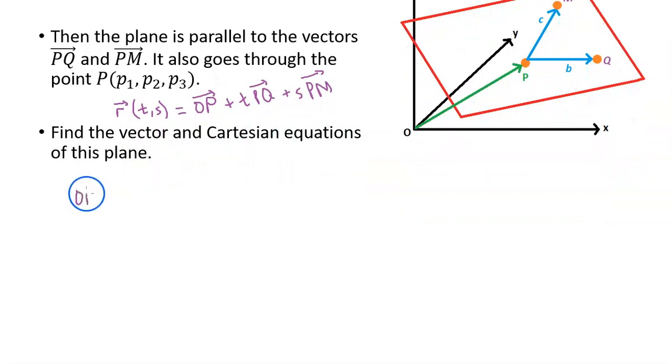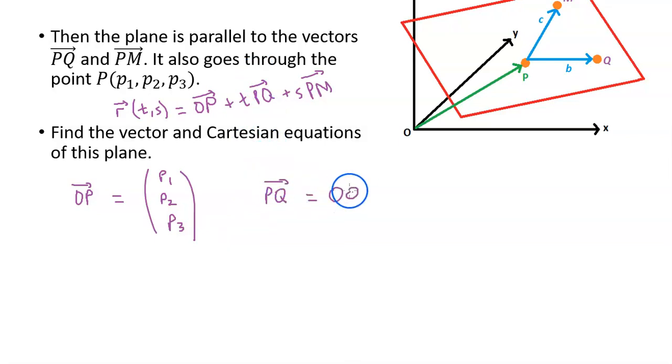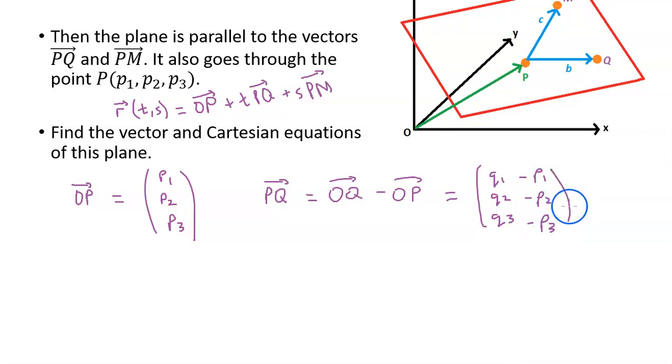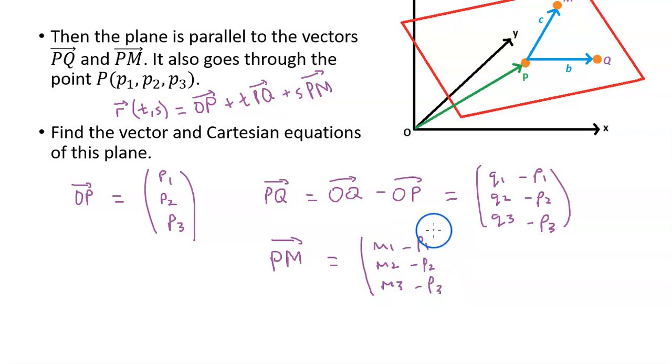We know that the vector OP is equal to the vector P1, P2, P3. The vector PQ is equal to OQ minus OP, which is equal to Q1, Q2, Q3 minus P1, P2, P3. And we also have that PM similarly is equal to M1, M2, M3 minus P1, P2, P3.